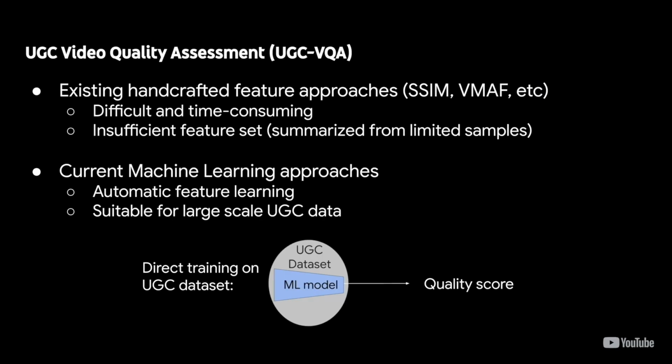I will start with a brief discussion about limitations of existing approaches, and then introduce the YouVQ model design and its performance. To evaluate video quality, a classical way is to design sophisticated features and then map those features to the quality score. However, designing useful handcrafted features is difficult and time-consuming, even for domain experts. Also, most existing handcrafted features were summarized from limited samples, which may not perform well on broader UGC cases.